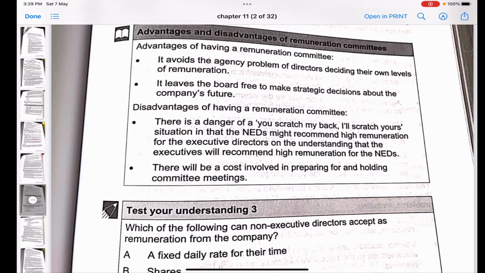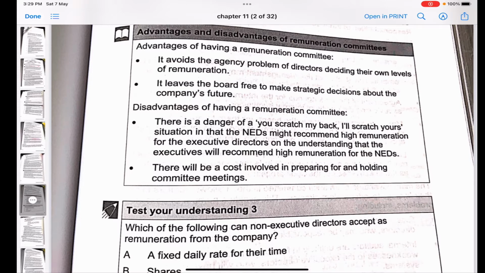Now let's see what are the advantages and what are the disadvantages of a remuneration committee. The first advantage is it avoids the agency problem. We saw in the previous part of the chapter what an agency problem is. The agency problem is when the directors think of their own advantages and their own benefits. So the agency problem is avoided in this situation because the non-executive directors are deciding the pay. When there is a remuneration committee, it leaves the board free to make strategic decisions about the company's future. So some time and some workload is saved for the board of directors. They can focus on other things.